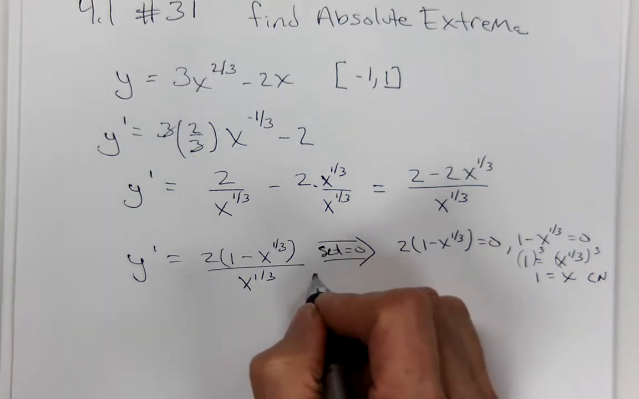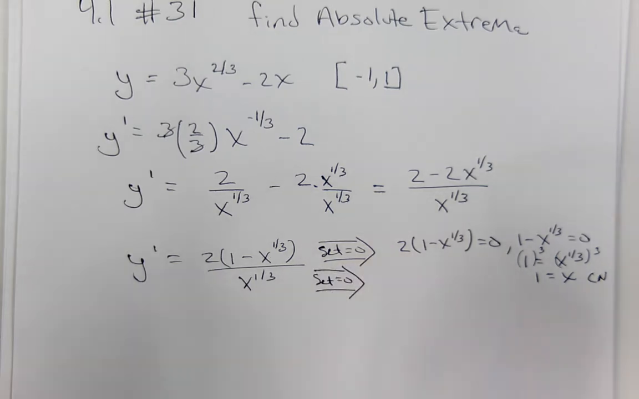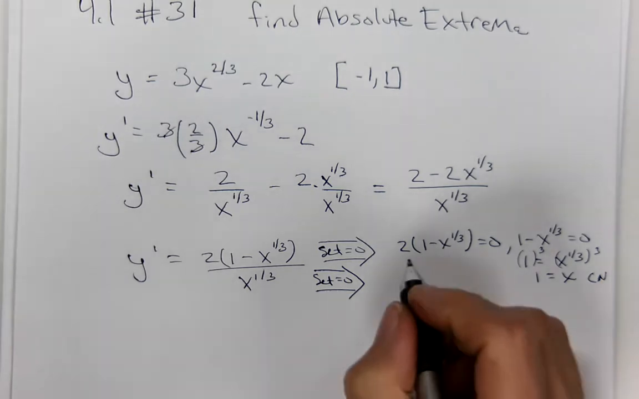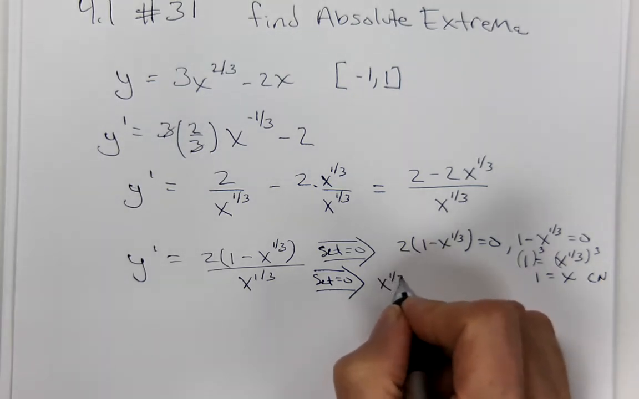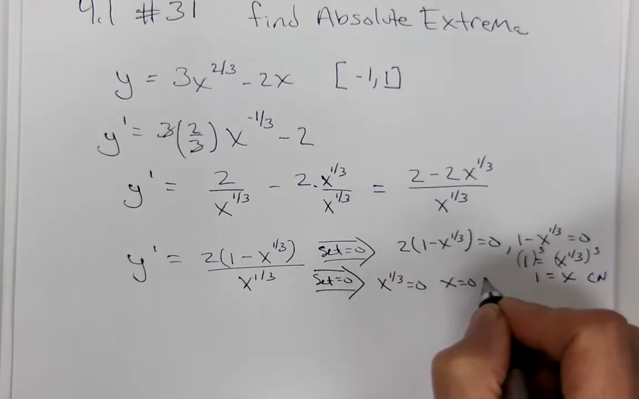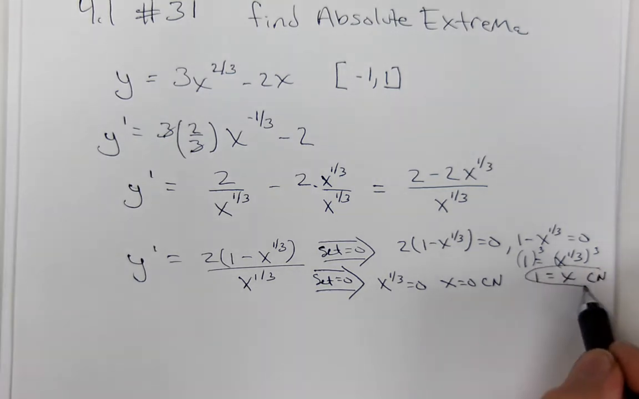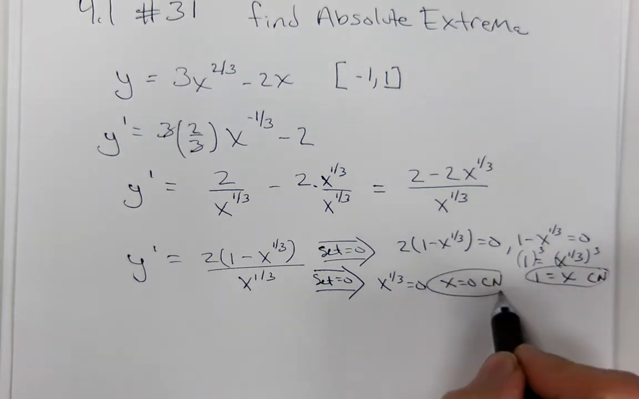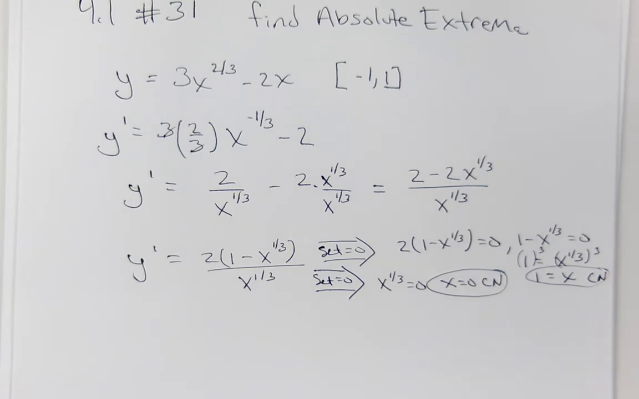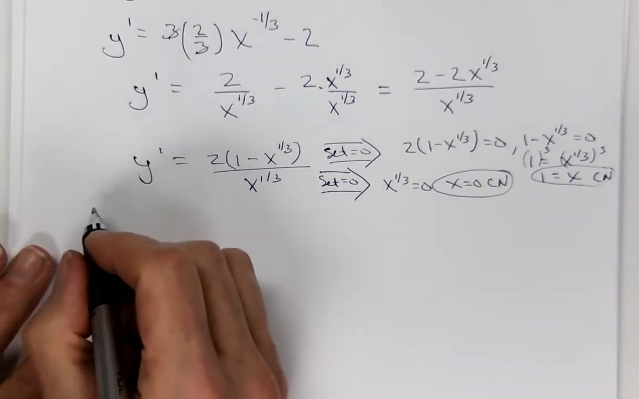The other one, we set the denominator of the first derivative equal to 0, because that's where the first derivative does not exist because it zeroes out the denominator. So then we have x to the 1/3 equals 0, or x equals 0, and that's another critical number. So we have x equals 1 is a critical number, and x equals 0 is a critical number. And we test those in the function.